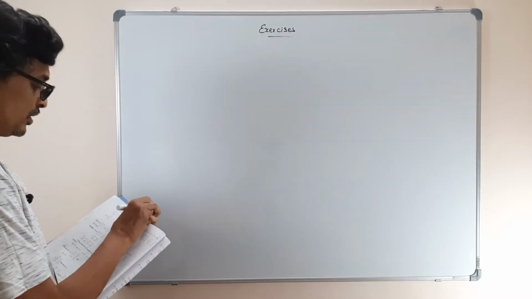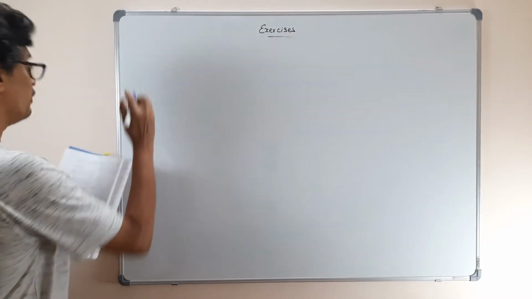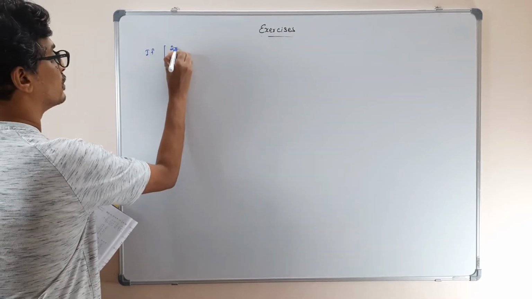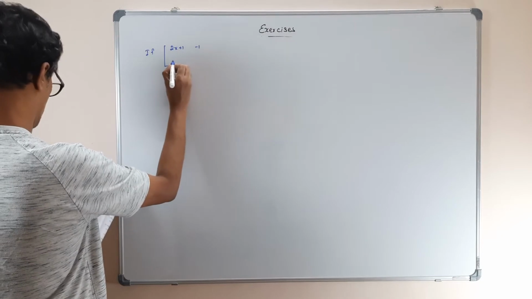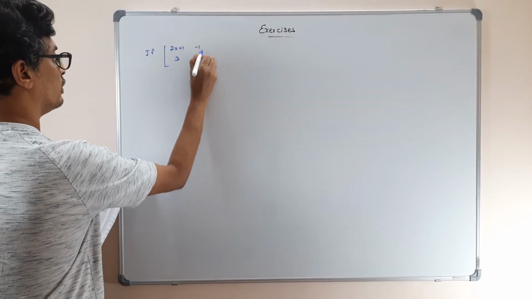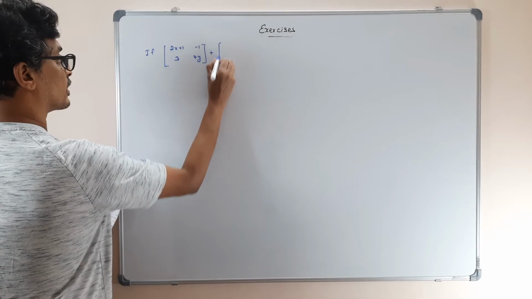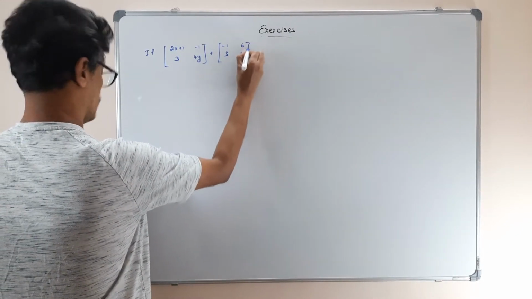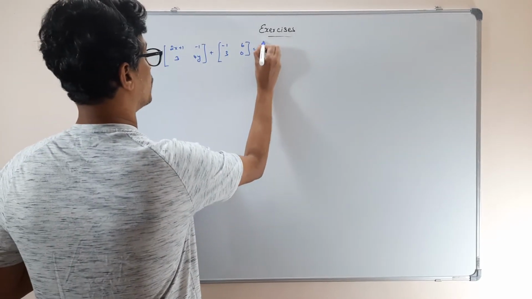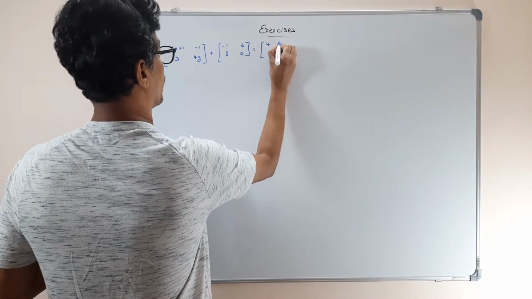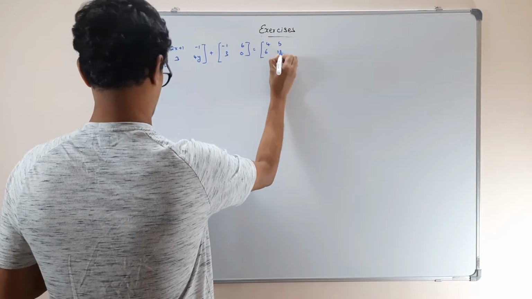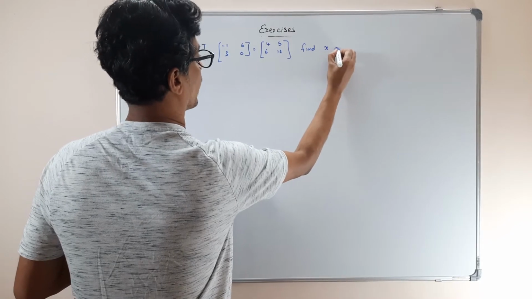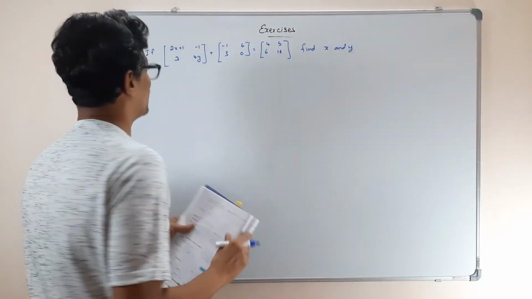Let us do this problem. This is also a simple one. If you are given a matrix 2x plus 1, minus 1, 3, 4y plus another 2 by 2 matrix, that is minus 1, 6, 3, 0, and this is equal to 4, 5, 6 and 12, find x and y. This is actually very simple.